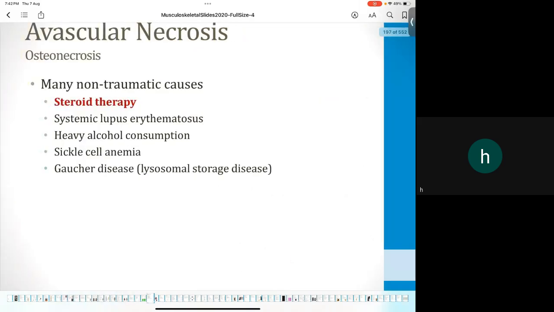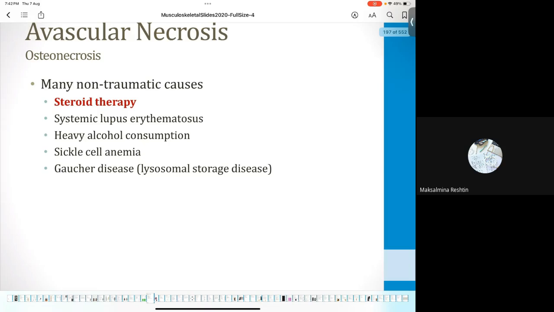What else? Steroid therapy, really important. You are going to have an MCQ: we have an individual who was having SLE, and they're going to give you a picture in which the head of the femur is necrosed. What do you think is the reason for necrosis here?